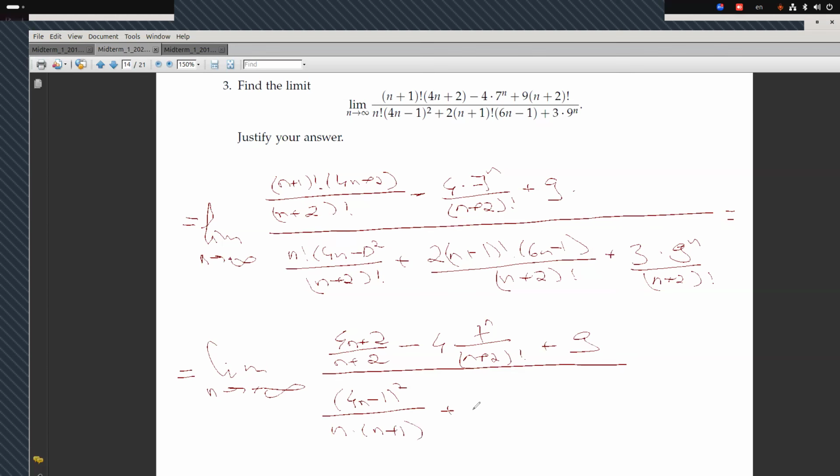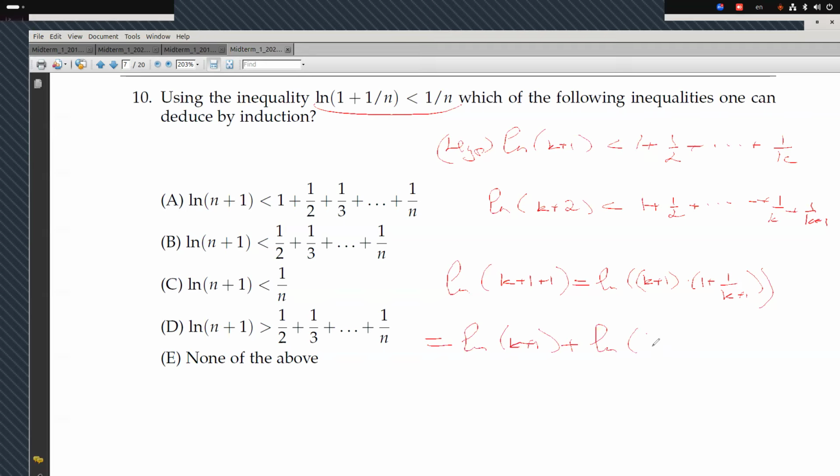Do you agree with this step? I took k+1 into common, so (k+1) times (1 + 1/(k+1)). So far, so good? And now we should split the logarithm, turning the product into a sum. Yes, the logarithm of a multiplication gives a sum of logarithms. So ln((k+1)(1 + 1/(k+1))) can be written as ln(k+1) plus ln(1 + 1/(k+1)).